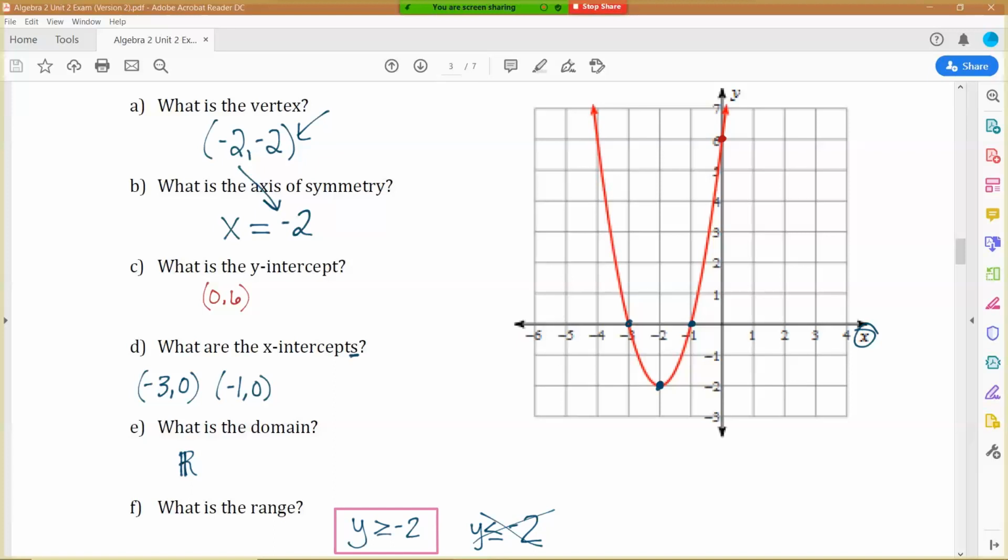Questions on this one? Worth, again, 6 points. We didn't really have to do any work. We just had to look at the graph and know the different parts of it. And then I told you the answer to letter E. It'll be the same on your test.